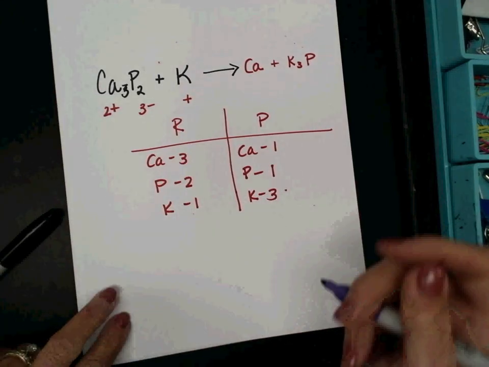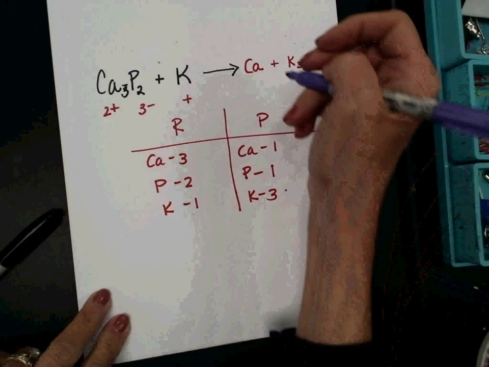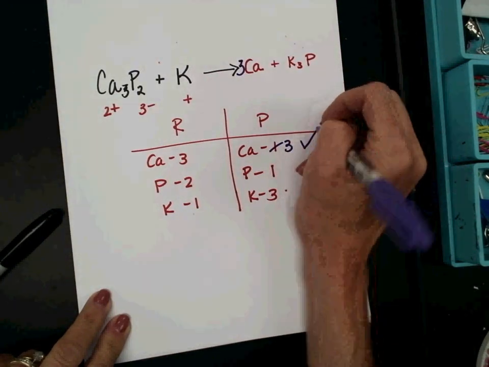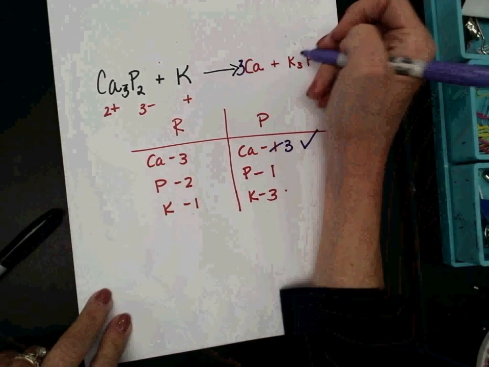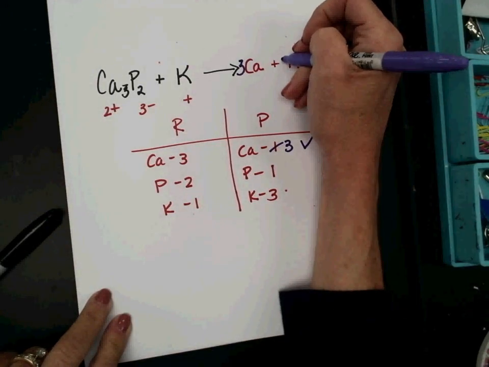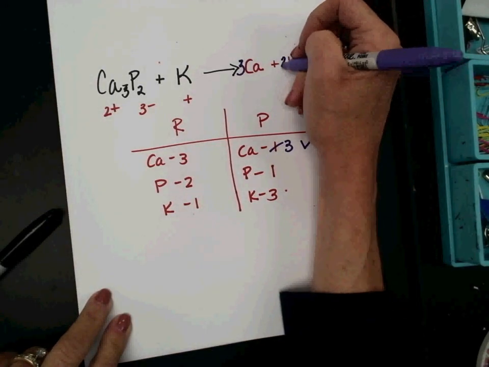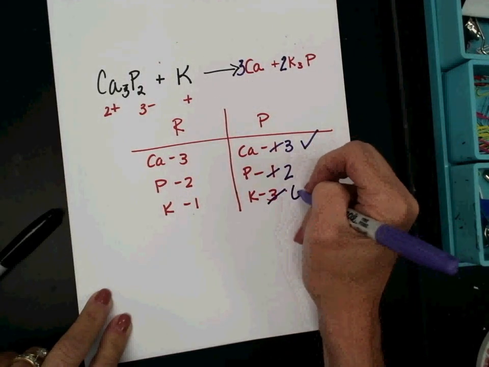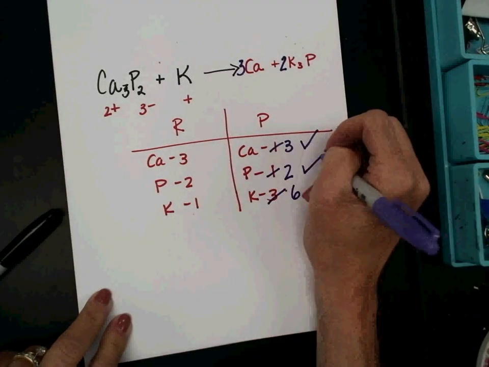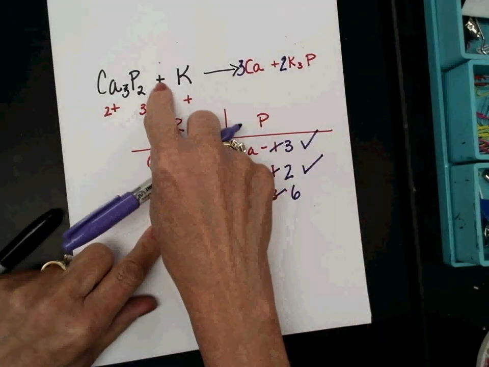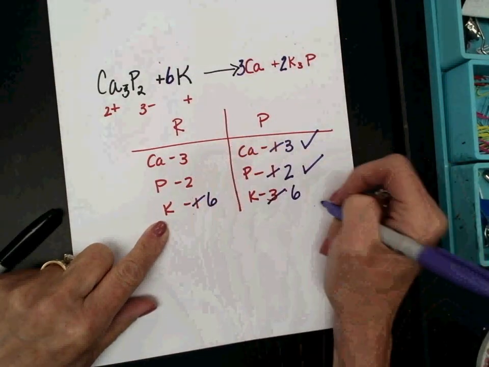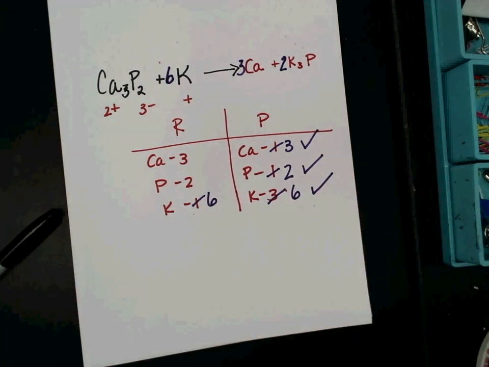Now balance. Did anybody get it balanced already? What did you do to calcium? Did you put a 3 here? Okay, so now that one works. Then did you put a 2 out here? If I put a 2 there, that becomes a 2, but that becomes a 6. So now I'm balanced here. Then I have to come back over here and fill in with a 6.